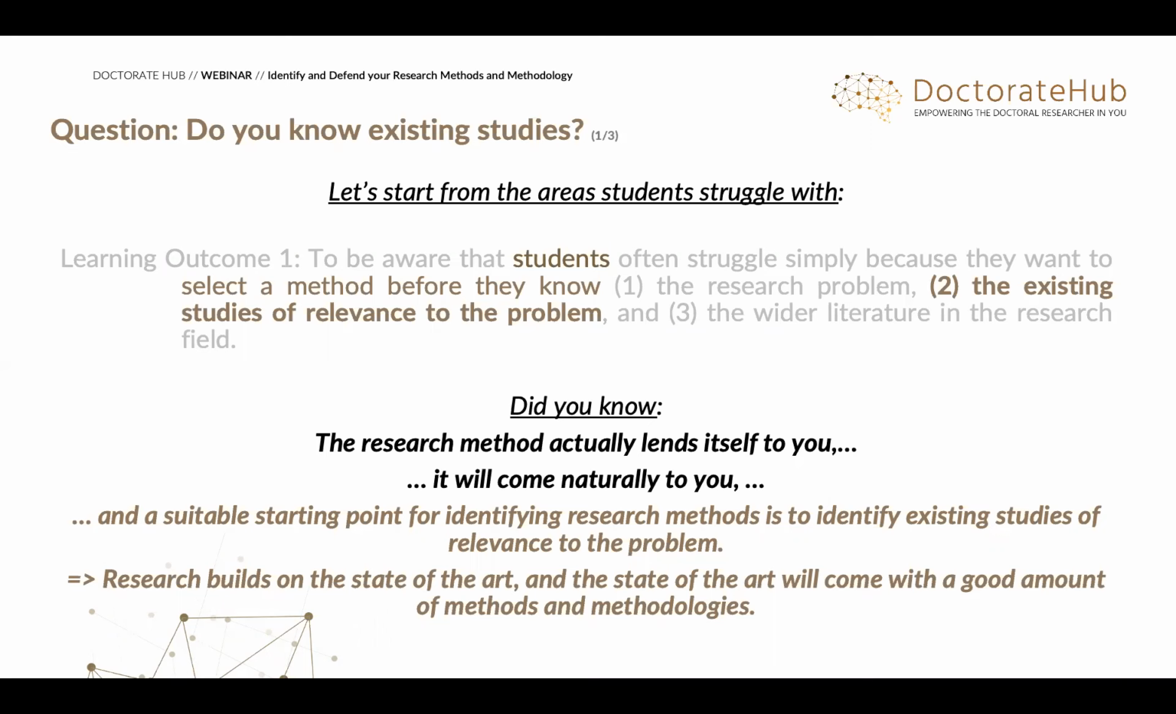Now, therefore, a suitable starting point for identifying research method is to identify existing studies of relevance to the problem. And while quite obvious, perhaps let's recall, research builds on the state of the art, and the state of the art, by and large, will come with a good amount of methods and methodologies that have been tested and proven, and it's clear how they work out and in which context and situations they can be applied.